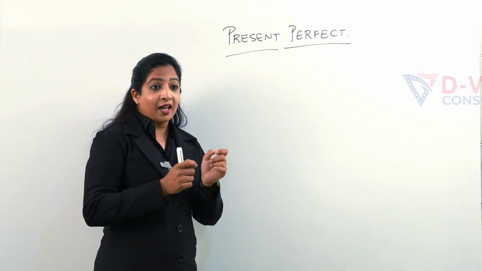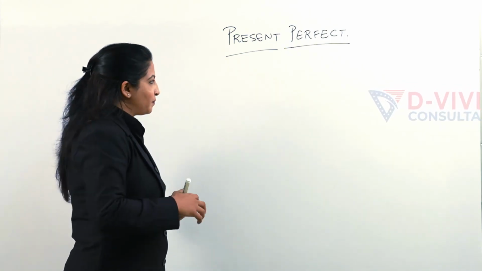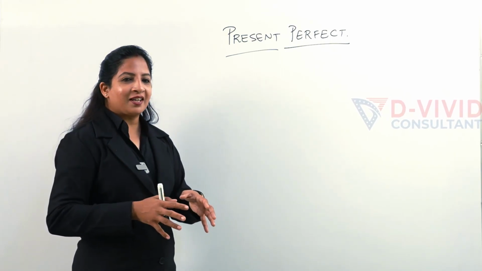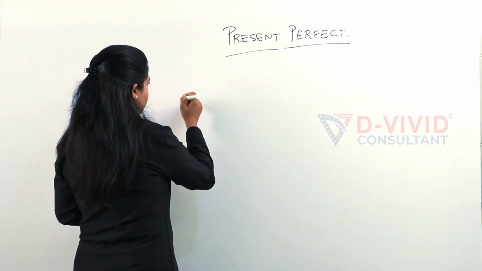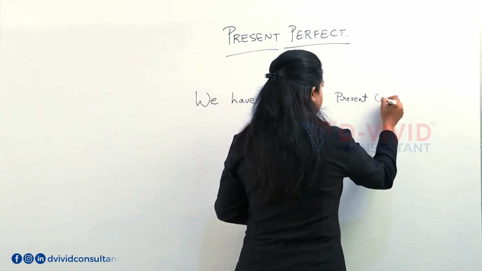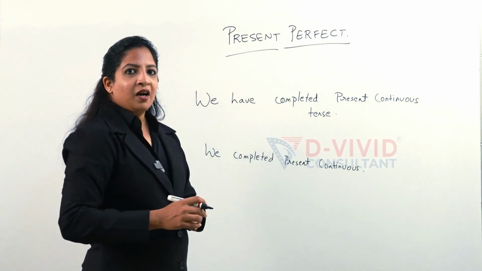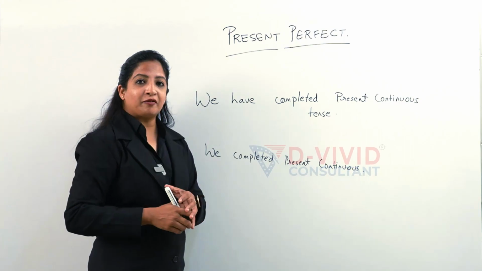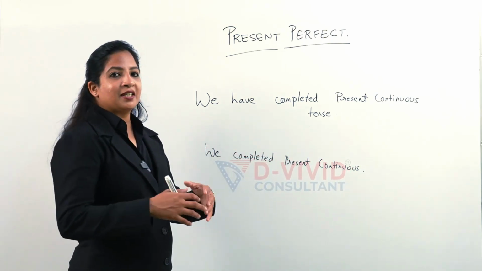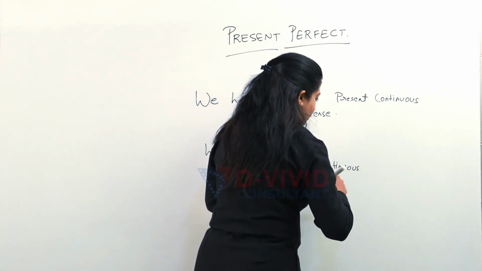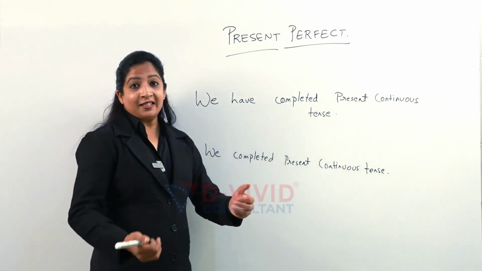I'll give you two sentences and you need to pick why we are using the sentences in the given situation. These are the two sentences that I have written: we have completed present continuous tense, and we completed present continuous tense. Both the sentences are correct.